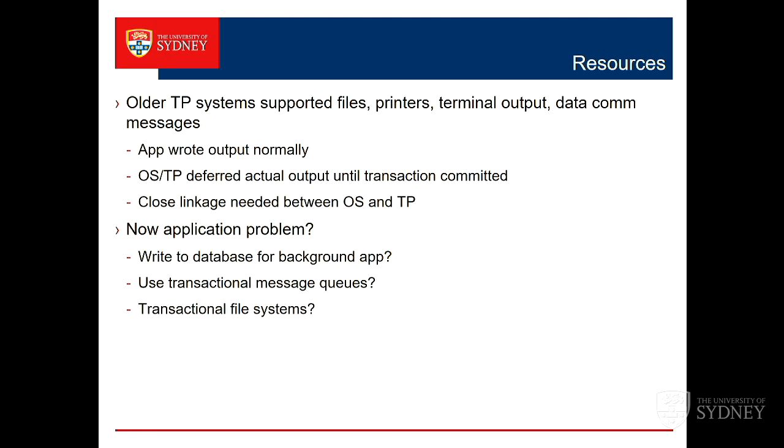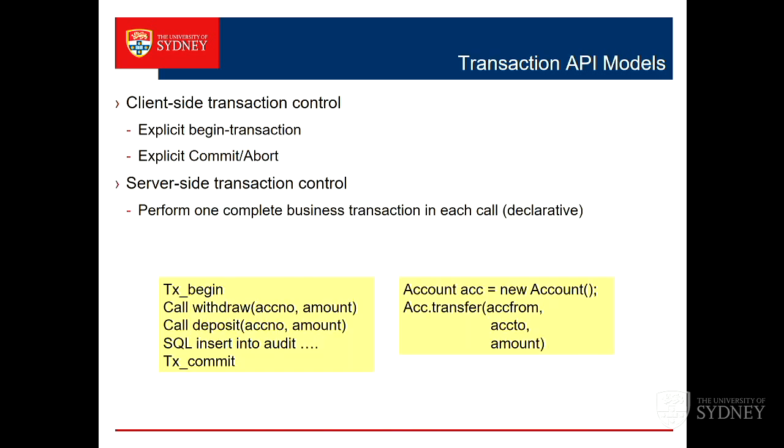And there are people who still do transactional file systems, so I can bring the whole file system inside a transaction, which is good. But it needs to be thought about. This stuff's pretty simple. Transactional API models, you've seen some of these. You can do explicit begin and commit, or you can wrap it up and say, I've got a method here, and this method is a transaction in its own right.